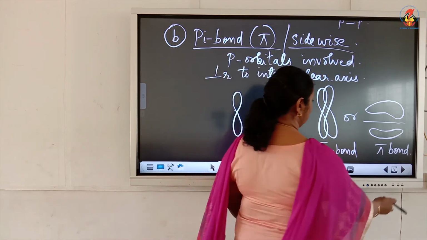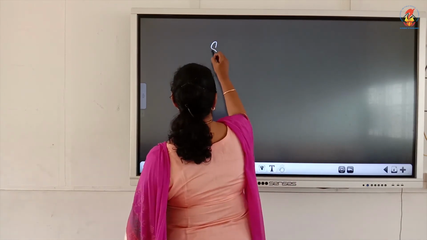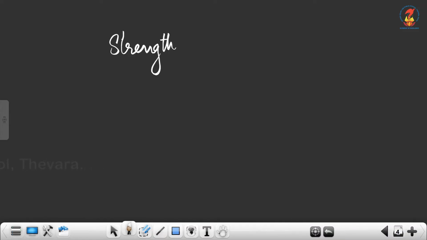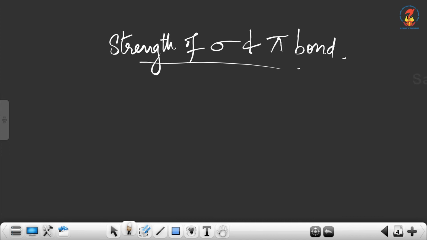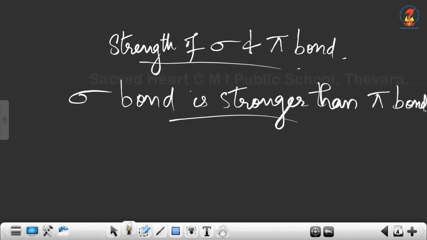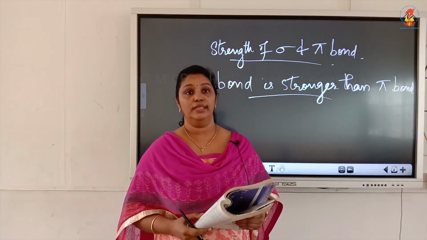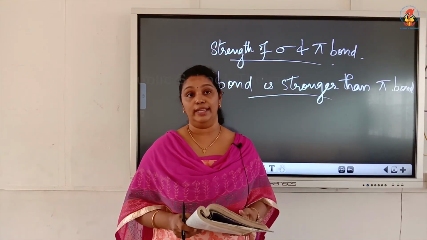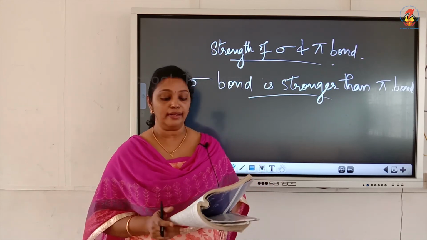So we are going to discuss which bond is stronger. Strength of sigma and pi bond. Now, sigma bond is stronger than pi bond. Now, why? This is a very important question. Which bond is stronger, sigma or pi, and why? I said sigma bond is stronger than pi bond.